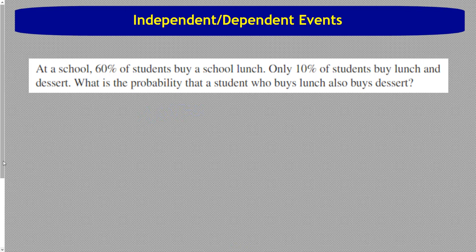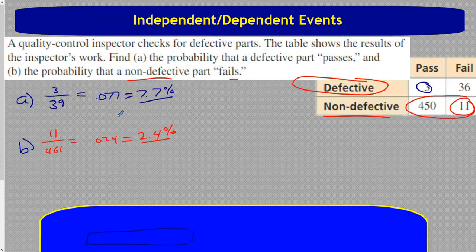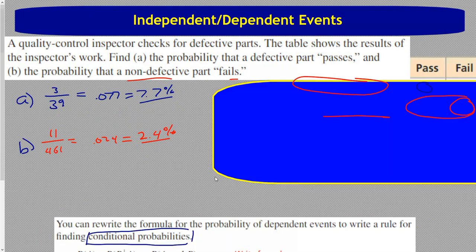At a school, 60% of students buy school lunch. Only 10% of students buy lunch and dessert. What is the probability that a student who buys lunch also buys dessert? So I want the probability that a student buys dessert assuming they already bought lunch. So I want the probability that a student buys dessert and lunch and divide that by the probability that they bought lunch, right? So we could call this B given A. This would be B and A divided by probability of A. That way we can match it back to our formula from back here.